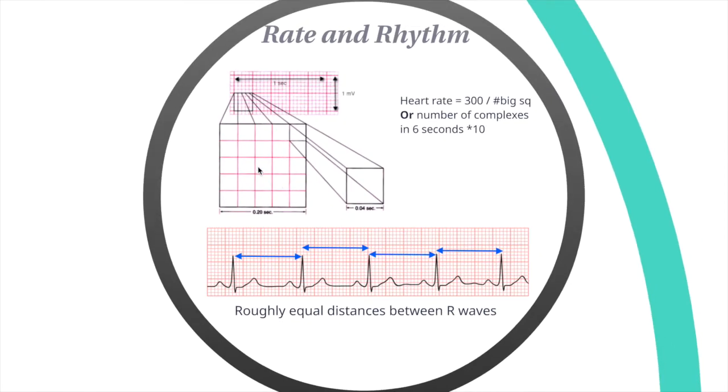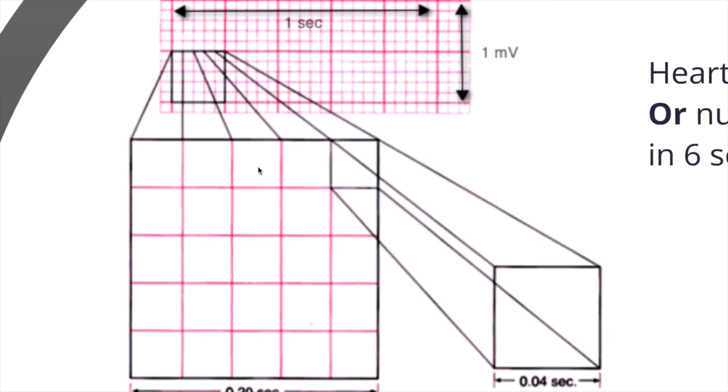Also, this is a good thing to note here. A big square is usually 0.2 of a second. Sorry, that many squares. So 1 second is 1, 2, 3, 4, 5 big squares. A small square in itself is 0.04 seconds.